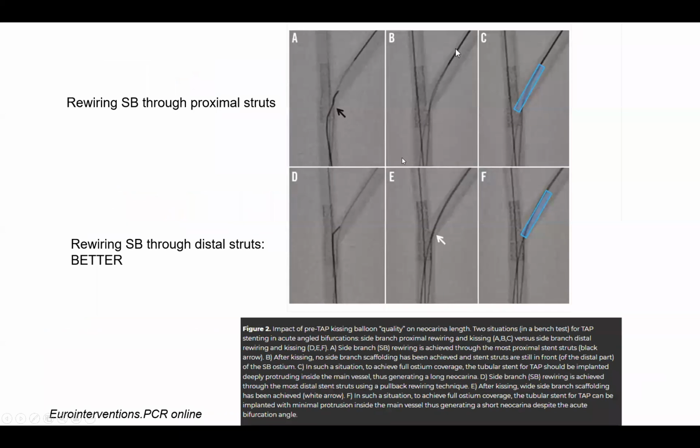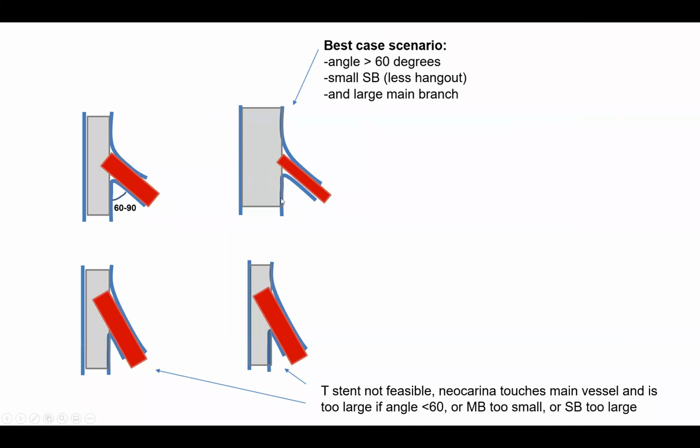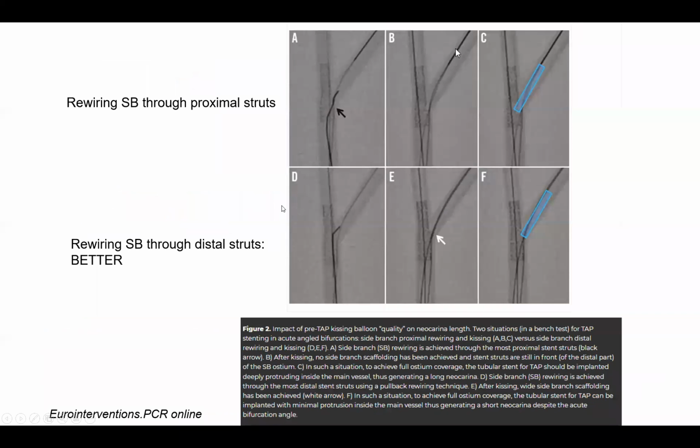And here's another illustration of why you can apply it to a narrower angle. One is, like I said, the sizing of the main branch and side branch. Two is very good positioning under stent boost, barely inside the main branch vessel. Three, if you're crossing through the distal struts.